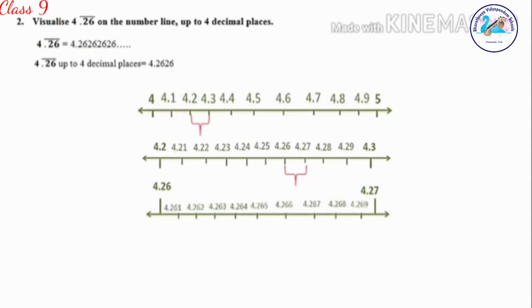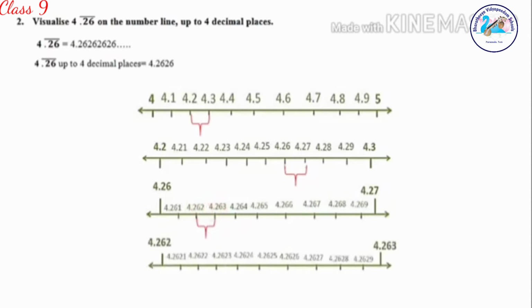Then we divide the space between 4.26 and 4.27 into 10 equal pieces, that is 4.261, 4.262, 4.263, 4.264, 4.265, 4.266, 4.267, 4.268, 4.269. Now up to 3 decimal places we have marked. Again we have to check 4.2626. Where is the position? 262 is the first 3 digits. Here is 4.262, so our number 4.2626 is in between 4.262 and 4.263.